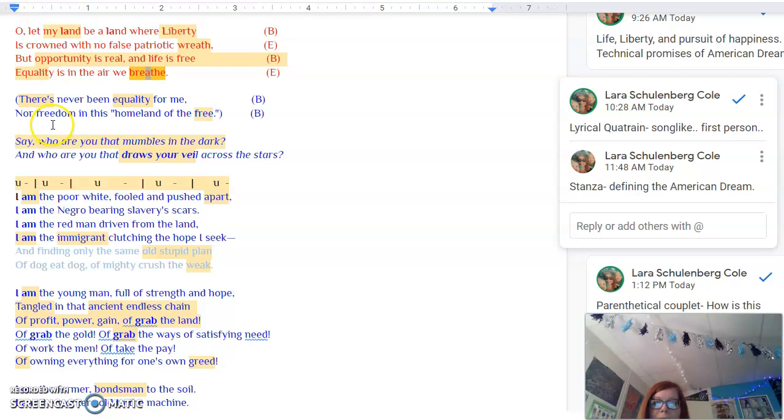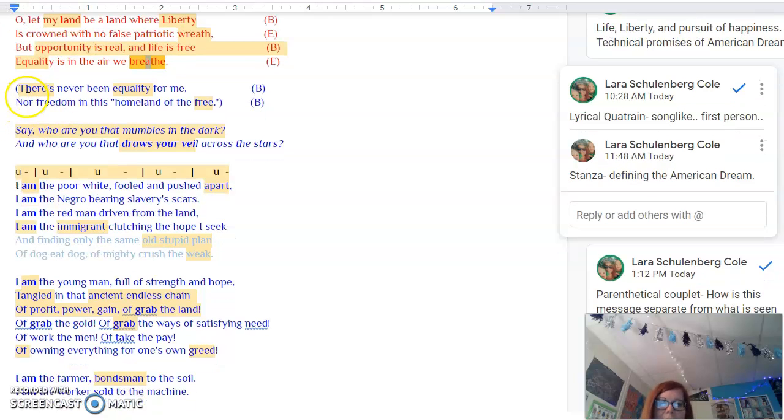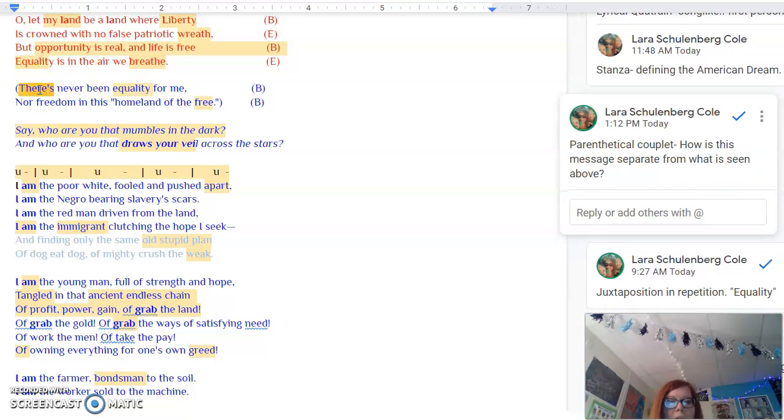All right, so then we move into this parenthetical statement. There has never been equality for me, nor freedom in this homeland of the free. So again, it's parenthetical. I wonder about how this message is separate from what is seen above. I think this couplet, you notice I'm using the term couplet, which is two lines of rhymed poetry.